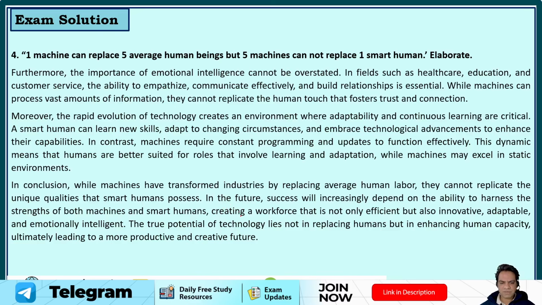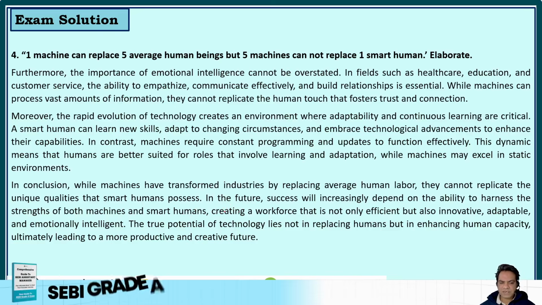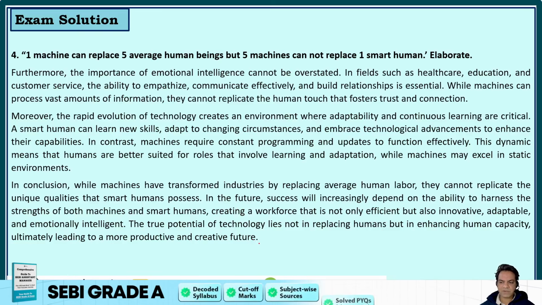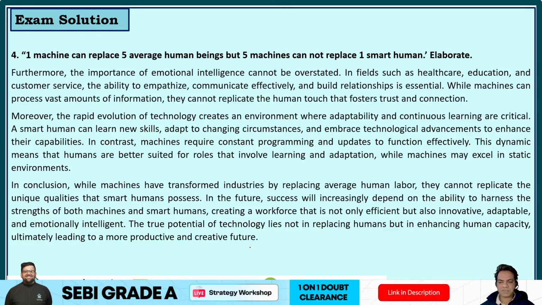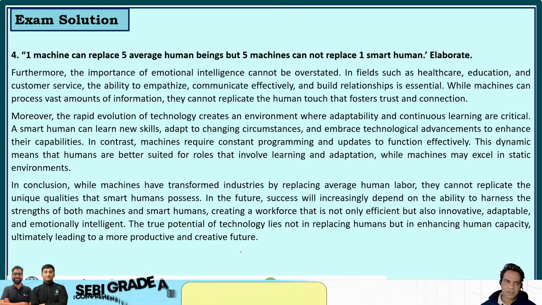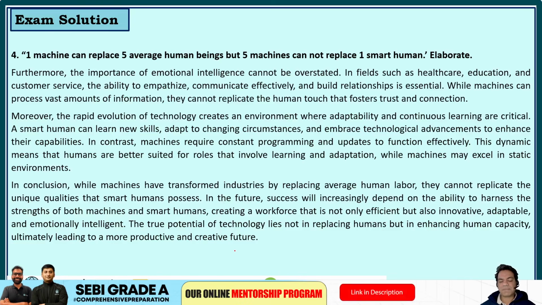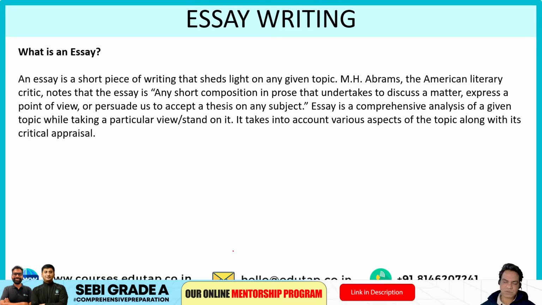And in the conclusion, you could have mentioned that the unique qualities that humans possess cannot be replaced. So in the future, success will increasingly depend on the ability to harness the strength of both machines and smart human beings, creating a workforce that is not only efficient but also innovative, adaptable, and emotionally intelligent to create a more productive and creative future. So guys, these are the exam sample answers for the previous year questions.